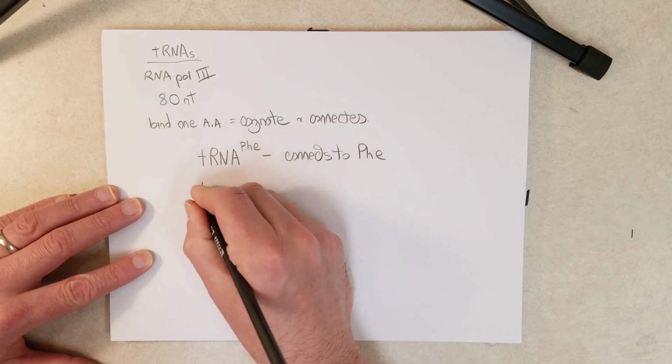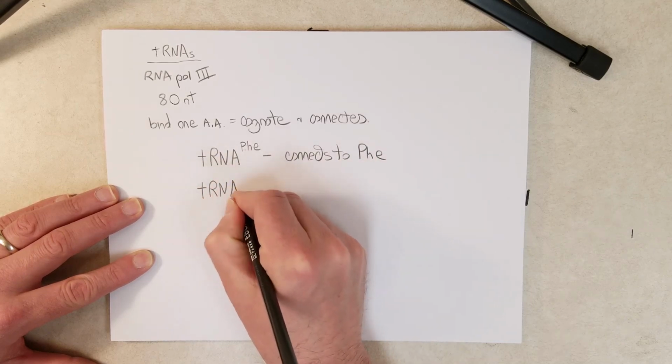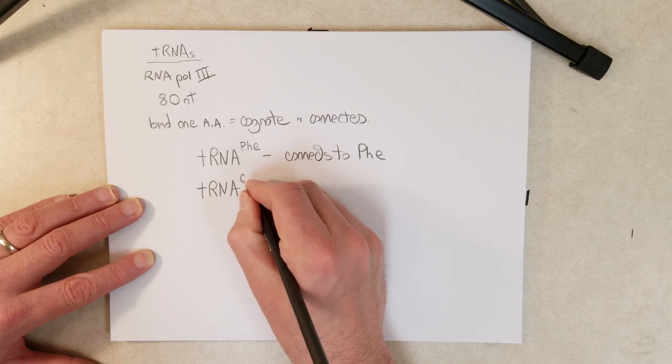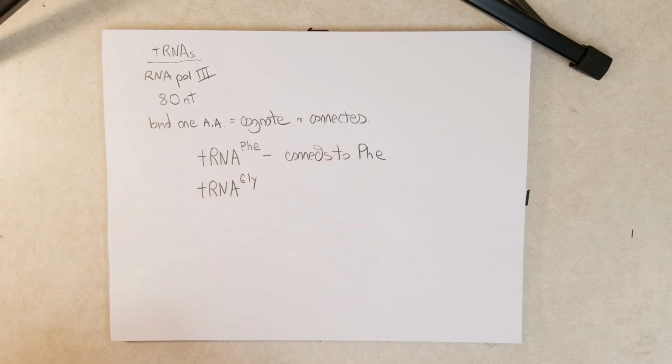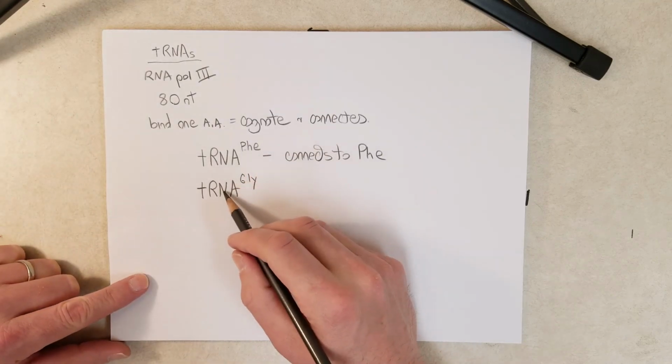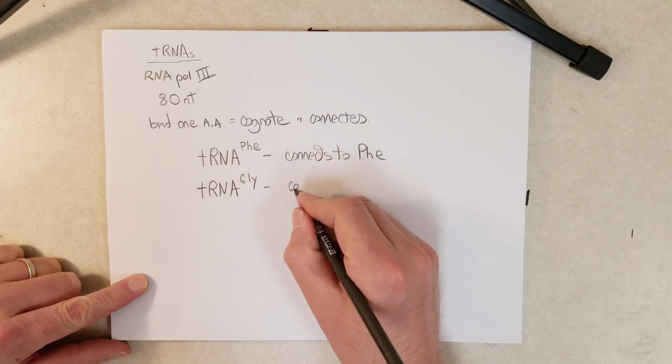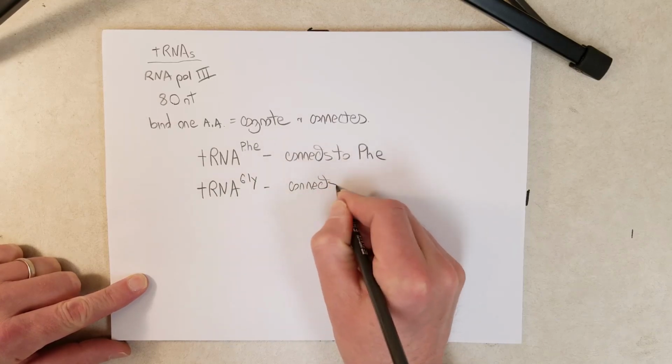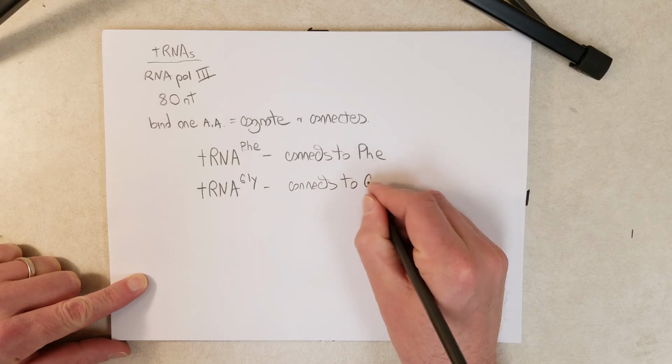So this one connects to phenylalanine. Another tRNA, let's say this one connects to glycine. So we could write it like this: tRNA superscript glycine. This one, its cognate amino acid is glycine, so it connects to glycine.